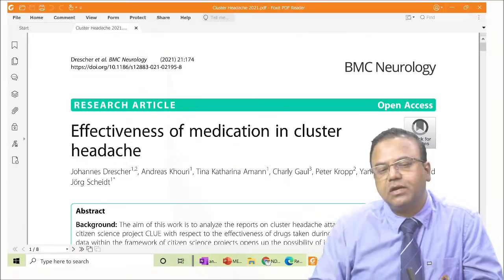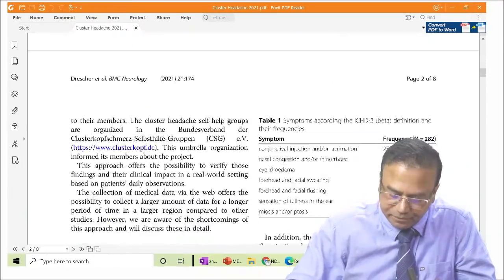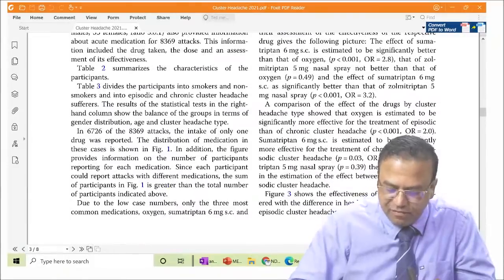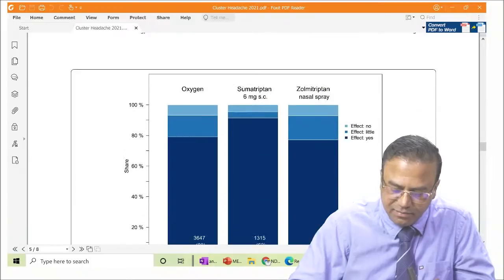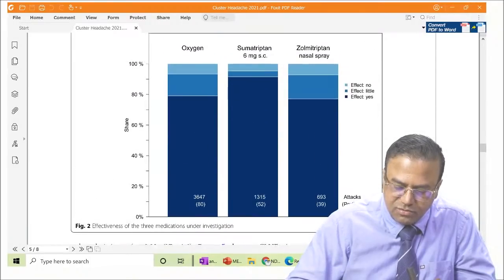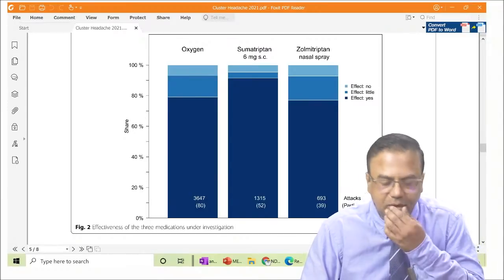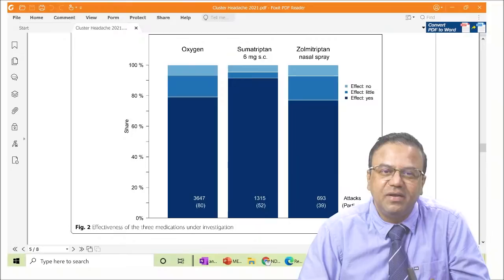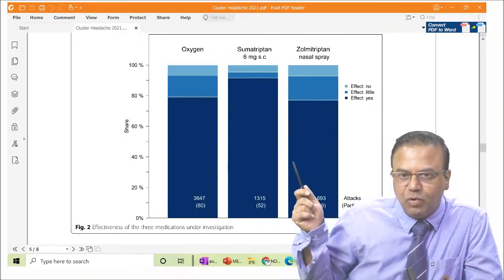Effectiveness of medication in cluster headache. They've done a thorough comparison between oxygen and sumatriptan. So, I agree with you. It's not really fair for them to ask choices where they are giving you oxygen values and the dosage of the drug in the exam. I agree it's not fair, but this is the reason why we are saying that it's not such an easy paper overall.